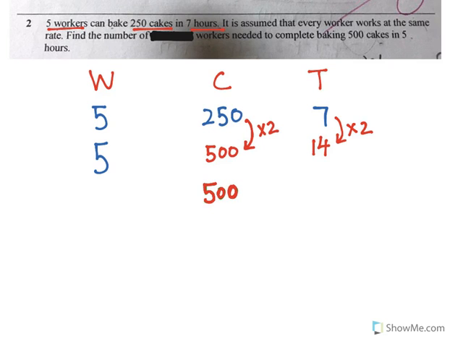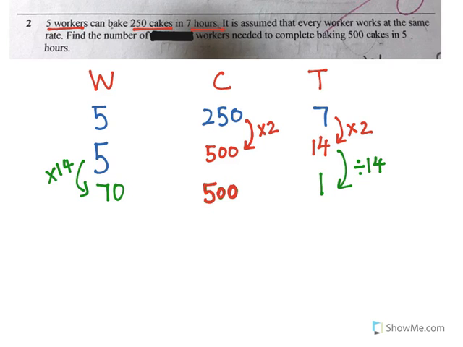Once I fix my 500, I'm going to change my time. Instead of 14 hours, I want to find out how many workers it is going to take to do 500 cakes in 1 hour. Since I divided my time into 1, I would know that if I'm going to take less time, I'm definitely going to require a lot more workers. In other words, it's going to be inversely proportional. So with this, I should get 70 workers.